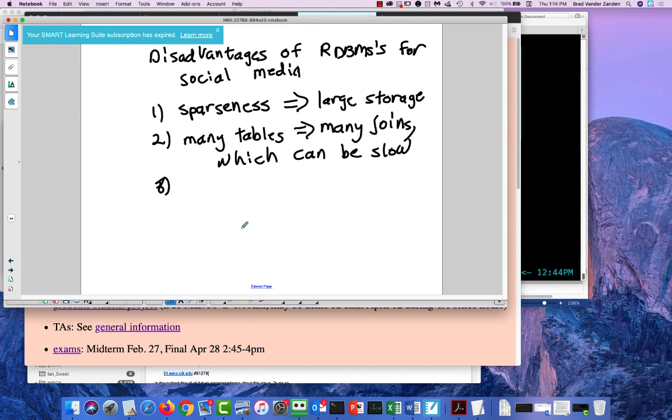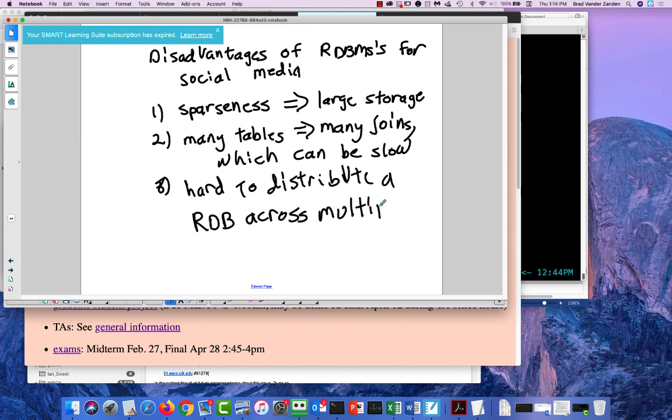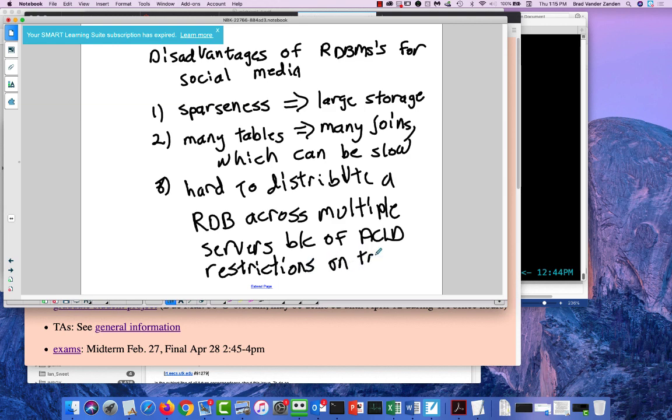Okay. So the third problem is that it's hard to distribute a relational database across multiple servers because of ACID restrictions on transactions. Okay?